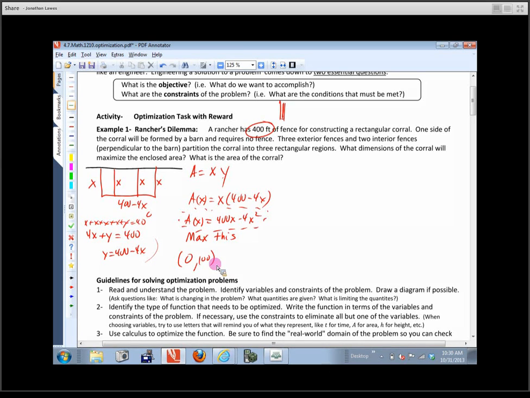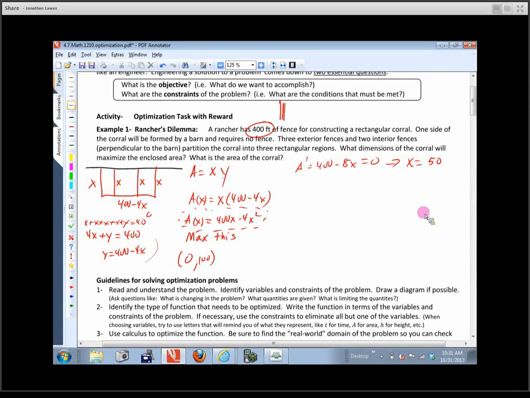So the only place I'm going to find a maximum is where the derivative equals 0 or where it doesn't exist, and look how easy this derivative is. It's just 400 minus 8x. It exists everywhere, and it equals 0 when x is equal to 50. Move the 8x over, divide both sides by 8, you get x equals 50.